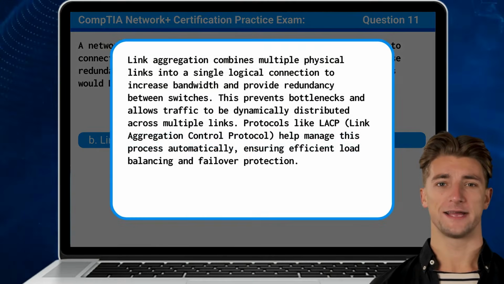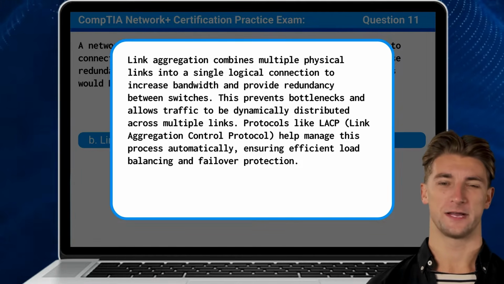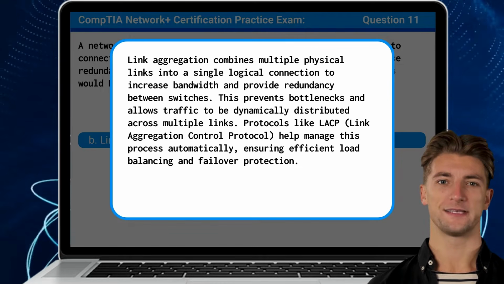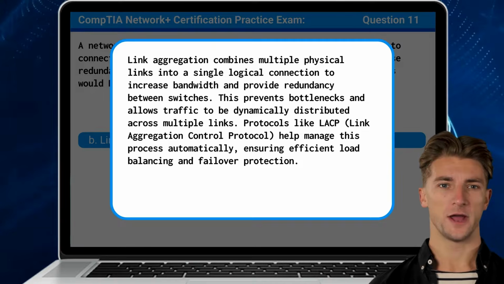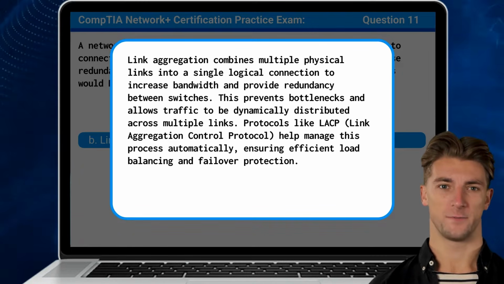Link aggregation combines multiple physical links into a single logical connection to increase bandwidth and provide redundancy between switches. This prevents bottlenecks and allows traffic to be dynamically distributed across multiple links. Protocols like LACP, or Link Aggregation Control Protocol, help manage this process automatically, ensuring efficient load balancing and failover protection.